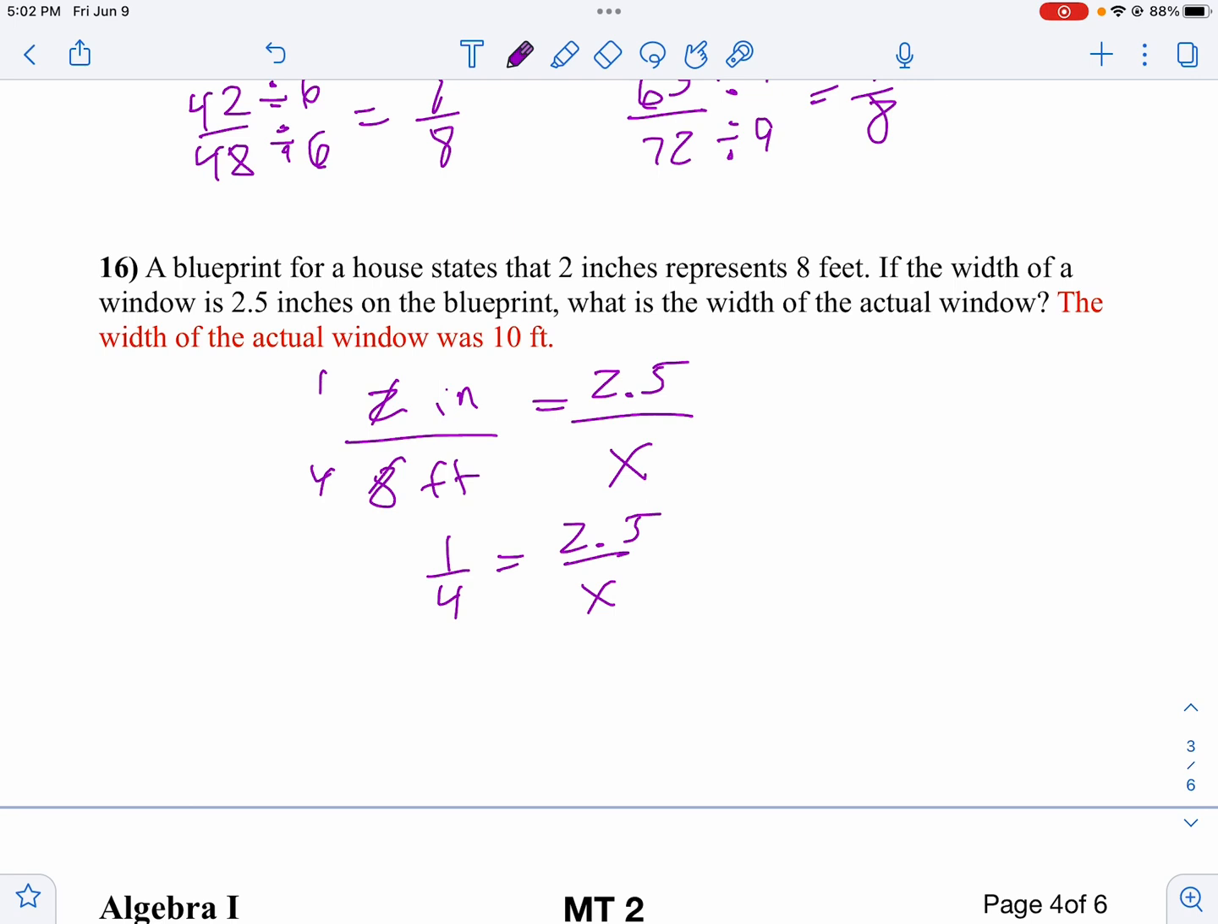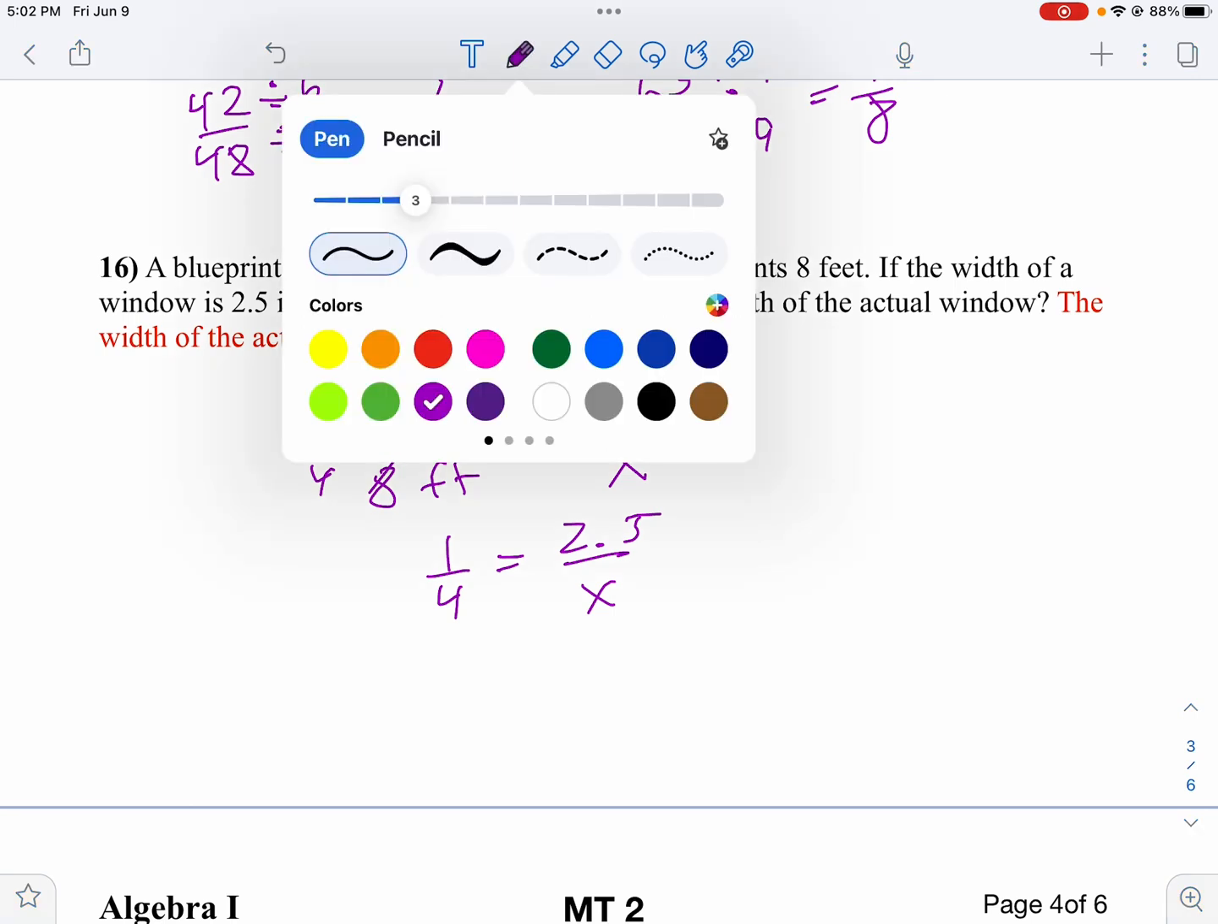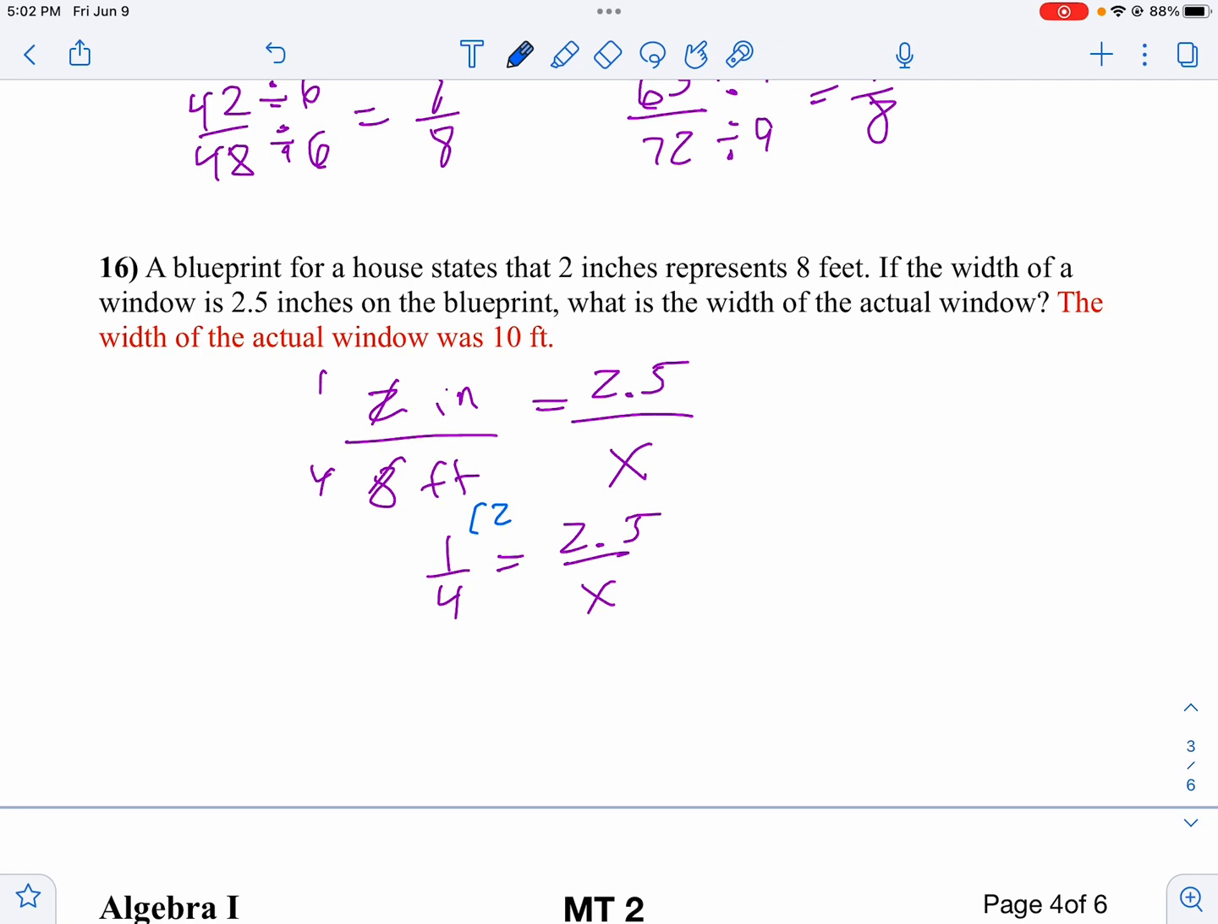Now, I could do algebra here, but I can also use equivalent fractions, because if I take 1 times 2.5, I get 2.5. So in other words, x then is 4 times 2.5. So 4 times 2.5 is 10. Now, 10 is not the correct answer. It's a word problem, so I want you to answer in a complete sentence, and don't forget the units. So the width of the window is going to be 10 feet. But you need to show your work of how you get that. No work, no credit.